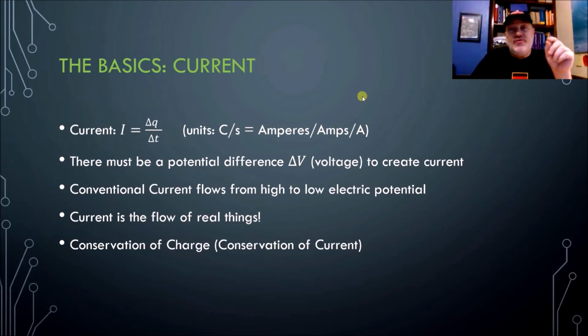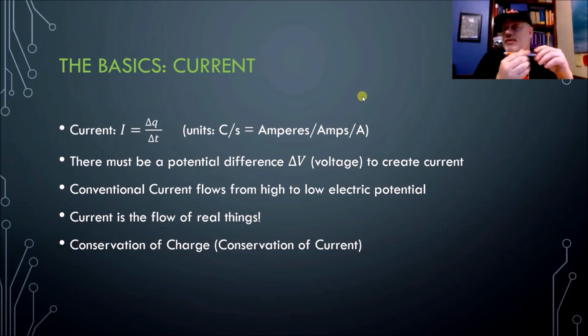This charge flows past a point, and the delta Q, the amount of charge, divided by the time will give you the current in units of coulombs per second, or amperes, amps for short. There must be a potential difference. So if I want to shove charge through anything, say like this pen, then I have to have a higher potential on one side than the other. There has to be a potential difference.